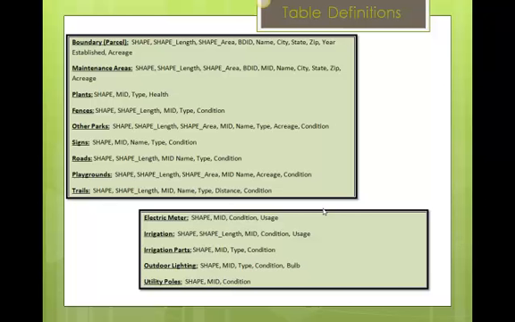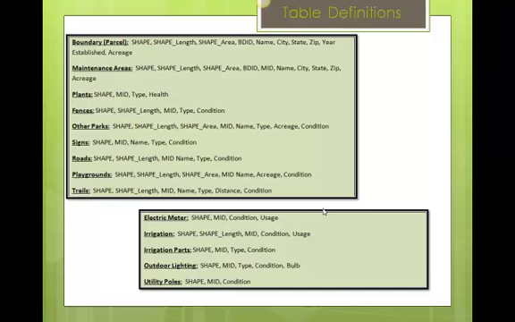Other parks, again, that MID number, name, their type, their acreage, their condition. Signs, same thing. Roads, name, MID, type, condition. Playgrounds, how much area are they covering, their condition. Trails, same thing, how long, distance, type of trail, and condition. And then electric meters, these go more on the usage side, so they also have the MID and a condition, but then they have a usage factor.